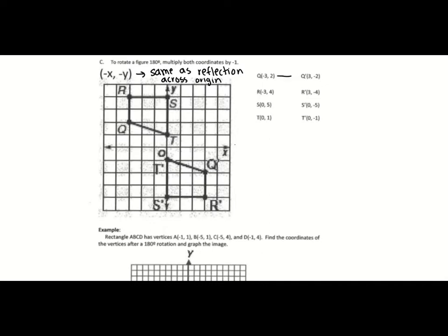So if you look, we took our q, and our q prime became 3, -2. We switched the sign on both our numbers, or multiplied both numbers by -1, whichever way you want to think about it. So we did that for all our points down here. Remember those zeros, you can't change the sign on the zero, it just stays 0. And when we do that in the graph, we get this image rotated 180 degrees.